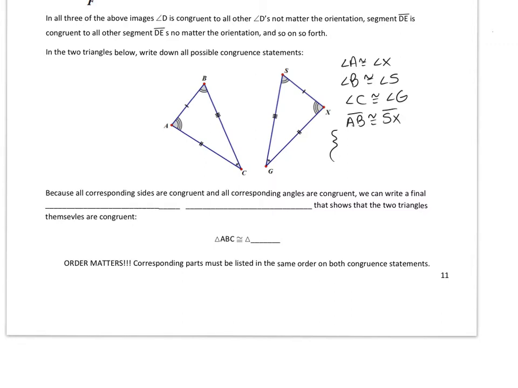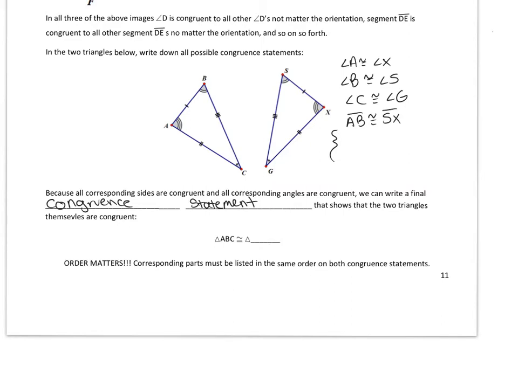Because all the corresponding sides are congruent and all the corresponding angles are congruent, we can write a final congruence statement that shows that the two triangles themselves are congruent. So here, I say triangle ABC is congruent to. Now before I write down what it's congruent to, I have to take note of the order of the letters.